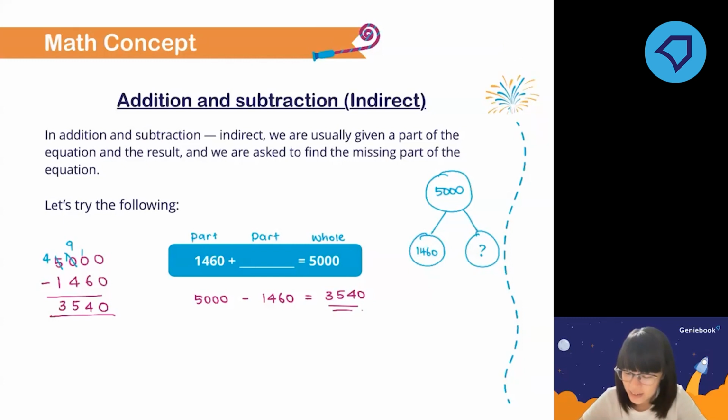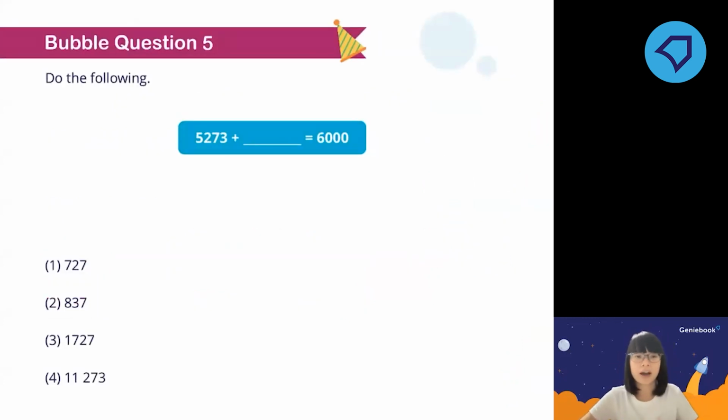Shall we go on to our bubble question? Let's take a look at bubble question number 5. It's almost exactly the same as what we have gone through just now, just that the numbers are different. 5,273 plus what will give you 6,000. For those of you who need a little bit of help, you might need to write part, whole. Over here we have the part. This is also the part. Then you need the whole. So in order for you to find one part over here, what do you need to do? Do you need to do addition or do you need to do subtraction?